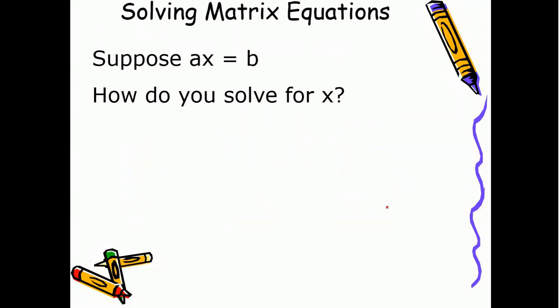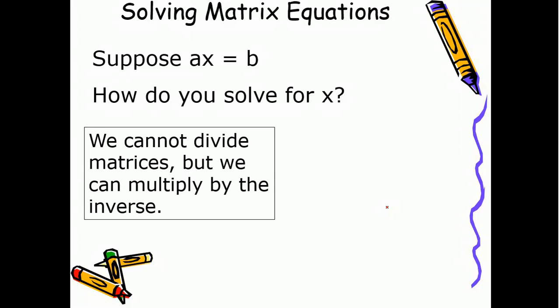So, how are you going to solve? Suppose I have A times X equals B, and A and B are both matrices. How am I going to solve for X? Well, you can't divide by matrices, but we can multiply by the inverse. So this is basically what I'm going to do. I'm going to multiply both sides by A to the -1.